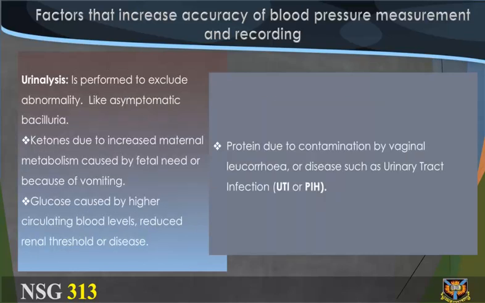Urinalysis. Urinalysis is performed to exclude abnormalities like asymptomatic bacteriuria; ketones, due to increased maternal metabolism caused by fetal need or because of vomiting; glucose, caused by higher circulating blood levels, reduced renal threshold or disease; and protein, due to contamination by vaginal leukorrhea or disease such as urinary tract infection, UTI, or PIH.